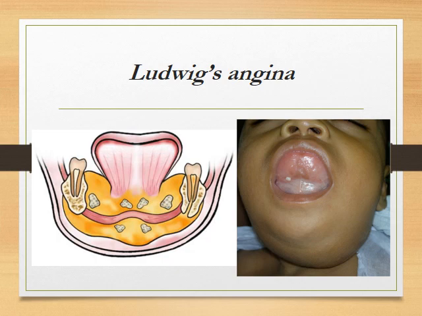The main treatment line in Ludwig's angina or any space involvement is incision and drainage. The drainage of the pus. It is the most important line in the management of any severe infection, of any infection at all.